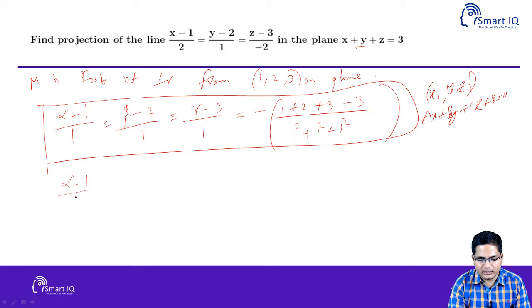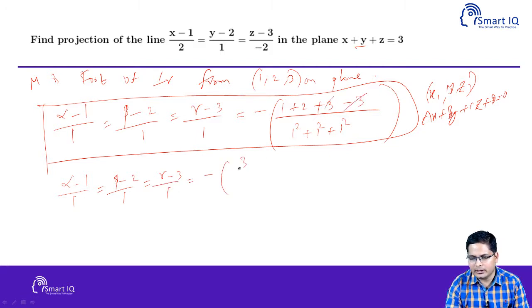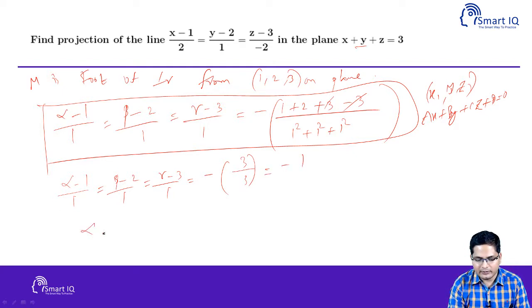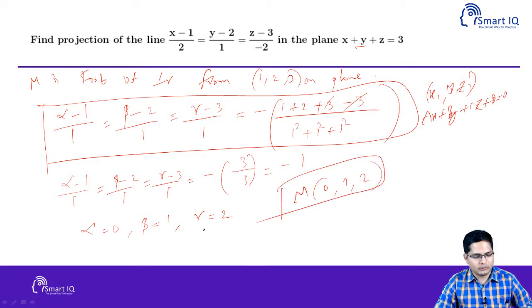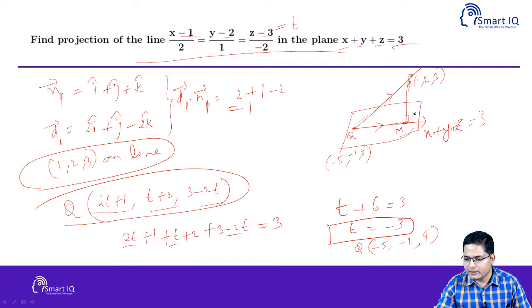I am not writing that formula, but directly using it. Now let us solve this. So (alpha minus 1) by 1 is (beta minus 2) by 1 is equal to (gamma minus 3) by 1 is minus of, this 3 cancels, 3 by 3 minus 1. So cross multiply: alpha is 0, beta is 1, and gamma is 2. So (0, 1, 2) is our M, the foot of perpendicular. So in the previous diagram, this M is (0, 1, 2). That's it. I got 2 points on the line.